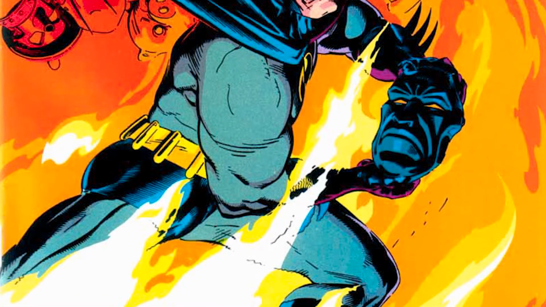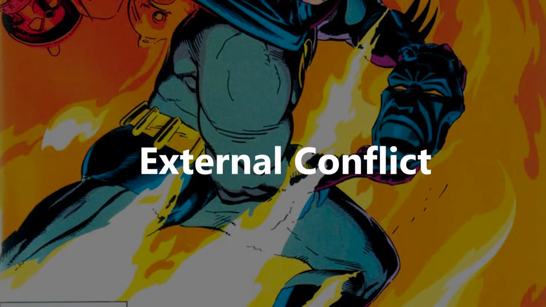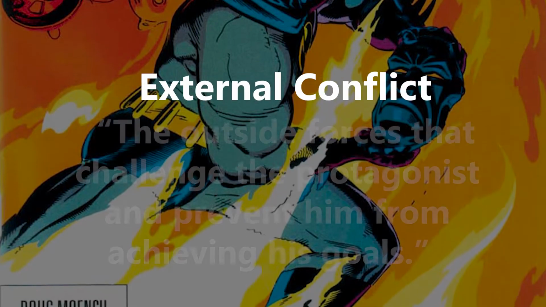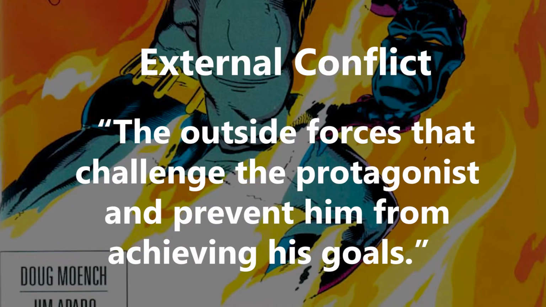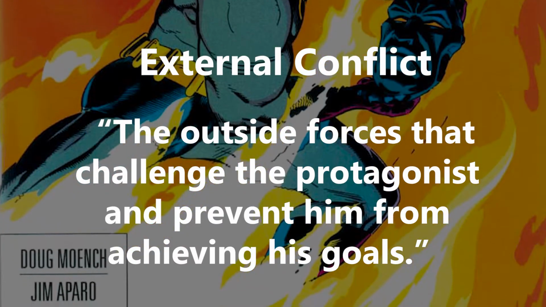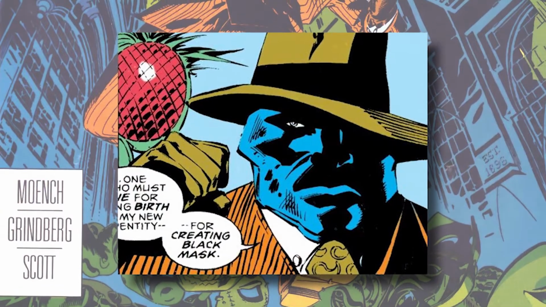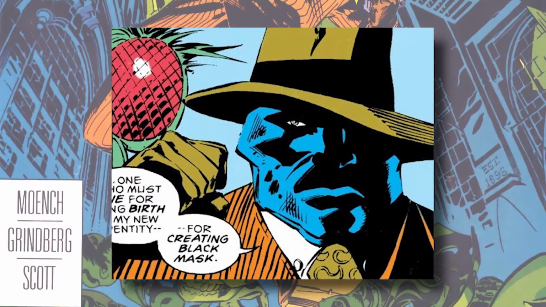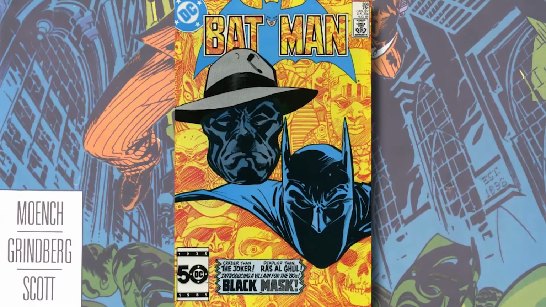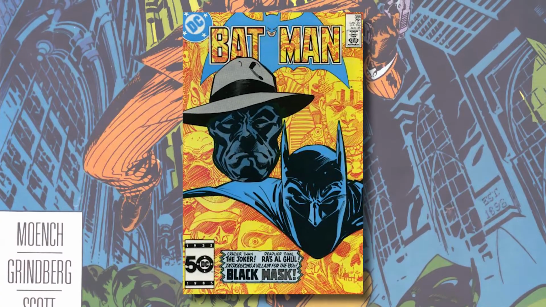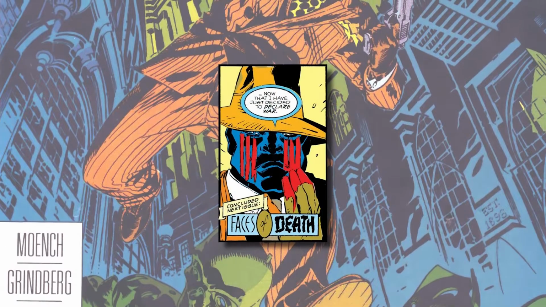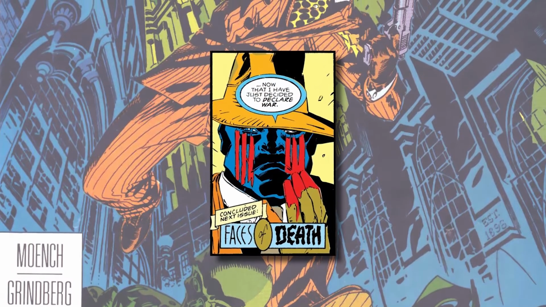Besides having an internal conflict, any good story must have an external conflict, the outside forces that challenge the protagonist and prevent him from achieving his goals. And this is where the villains of the story come into play. In Batman 484, Black Mask makes his first comeback to the Batman comics. Black Mask was created in 1985 by Doug Moench in his first run in Batman. Now, 7 years later, in his second Batman run, Moench brings back Black Mask.